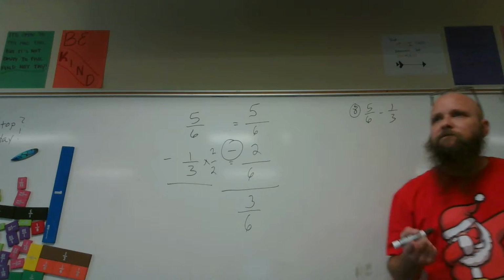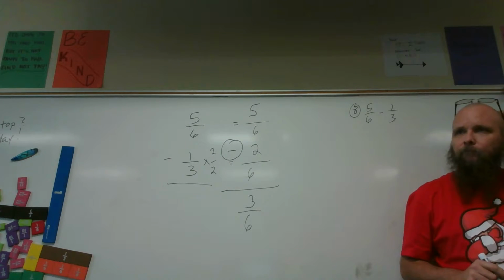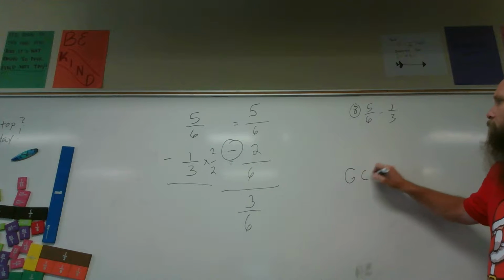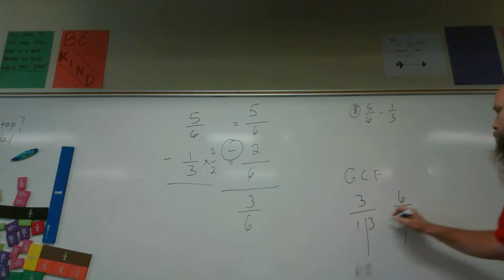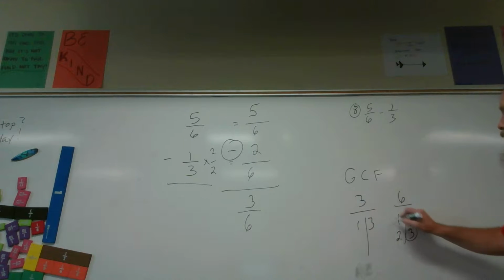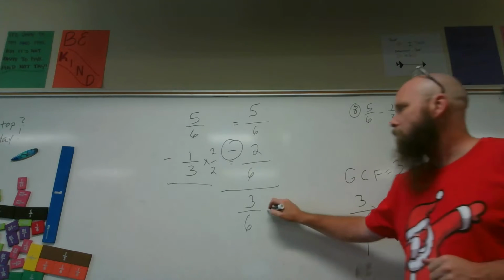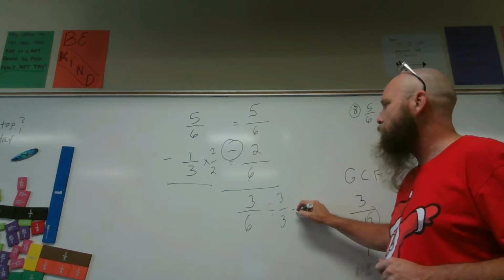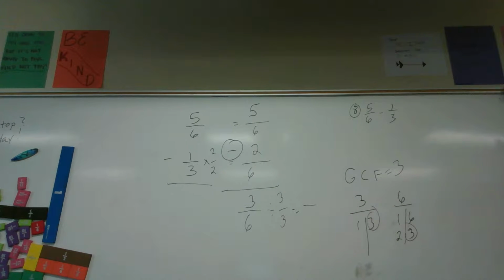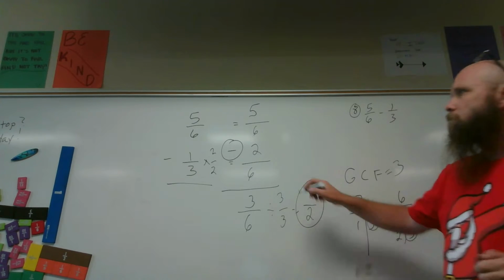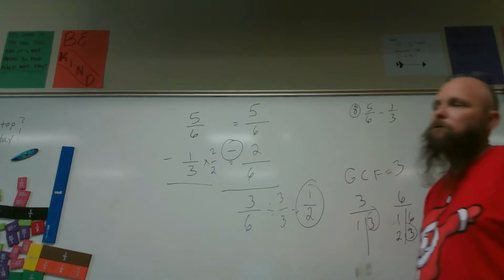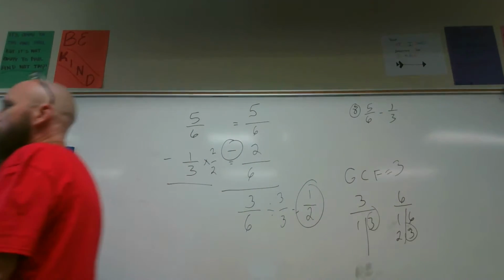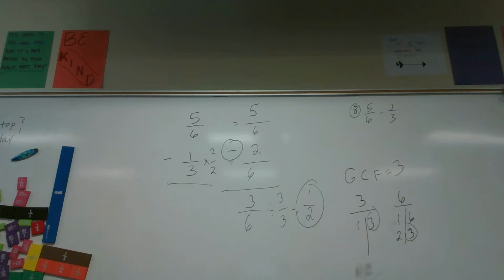No, it's not. So what is my final answer? I don't know. Well, let's check. We need to find the greatest common factor for 3 and 6. That's 3. So I divide both of these by 3. My simplified fraction is 1/2. Good job. So the answer to number 8 is 1/2. We did it, people.